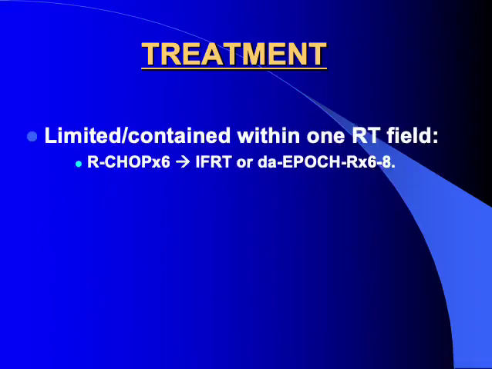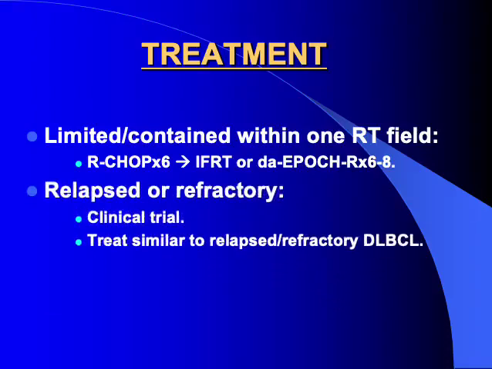Treatment, if it is limited within one radiation field, we treat with either R-CHOP followed by involved field radiation or more intense, de-escalated combination chemotherapy, EPOCH, which stands for etoposide, Oncovin, cyclophosphamide, and doxorubicin, with rituximab. For refractory or relapsed disease, treat with clinical trial, or the same way we treat diffuse large B-cell lymphoma, either autologous stem cell transplant or CAR T.